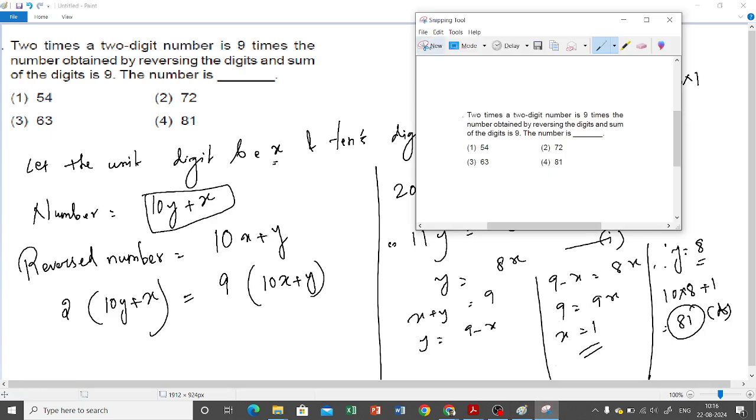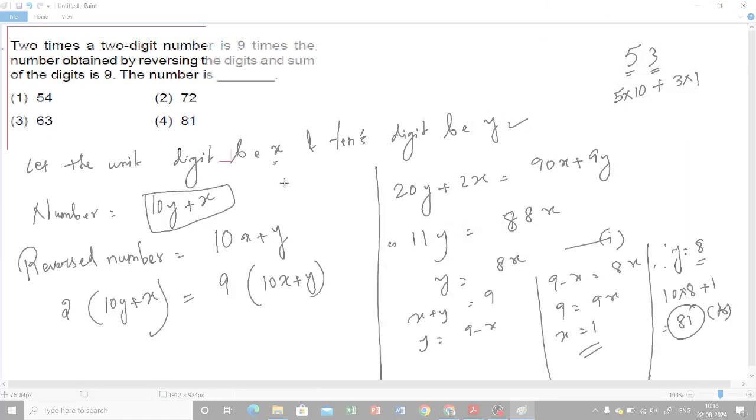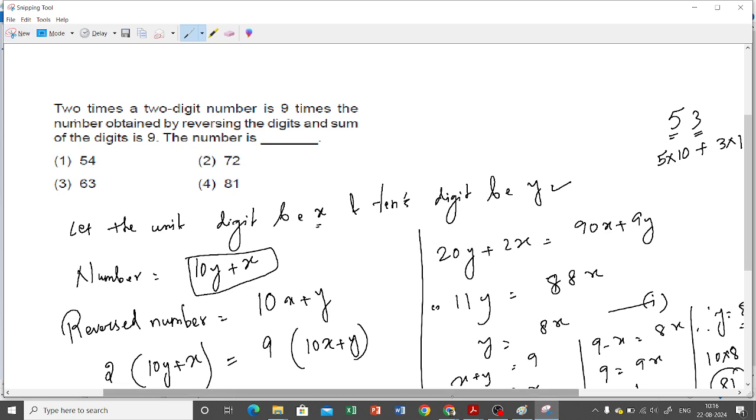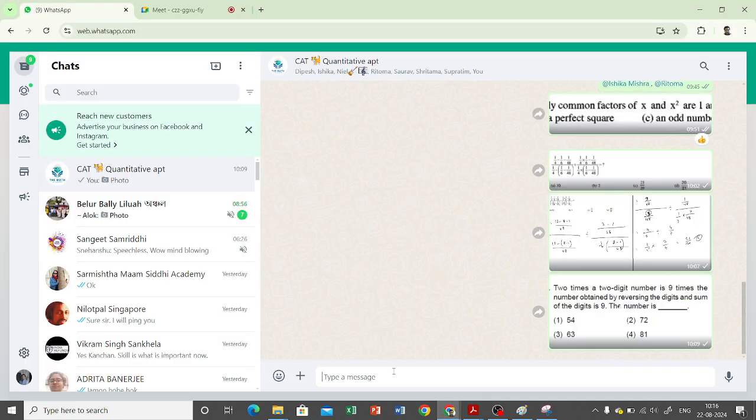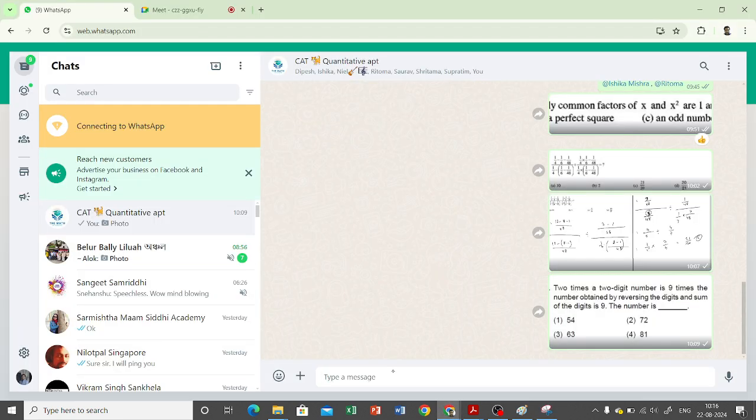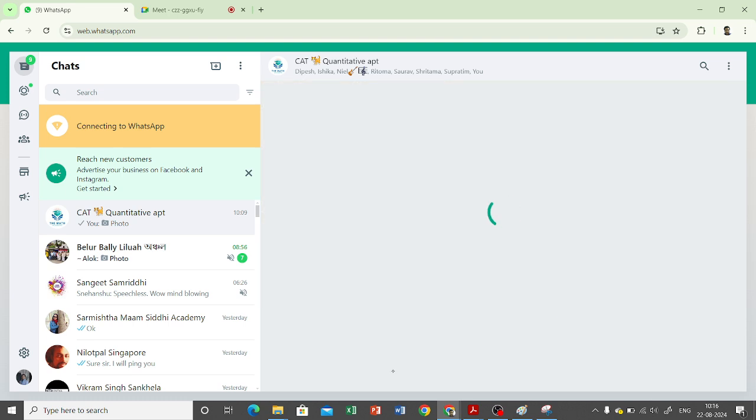Okay. Pritama, your answer was correct. Ishika, did you understand this sum? Yeah. Yes, sir.